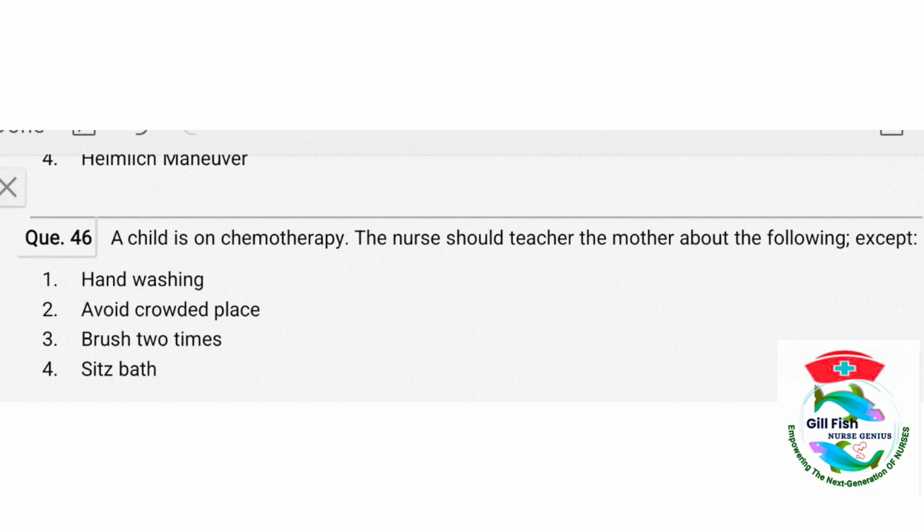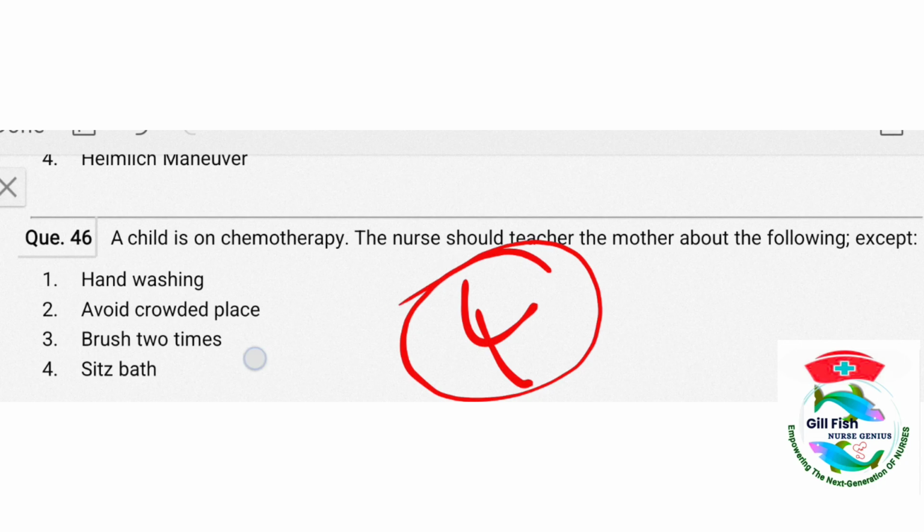What do you have to do for that? The child is on chemotherapy. What should be advised? Option 4, switch bath, is what we should not advise to the mother. Okay, next question.